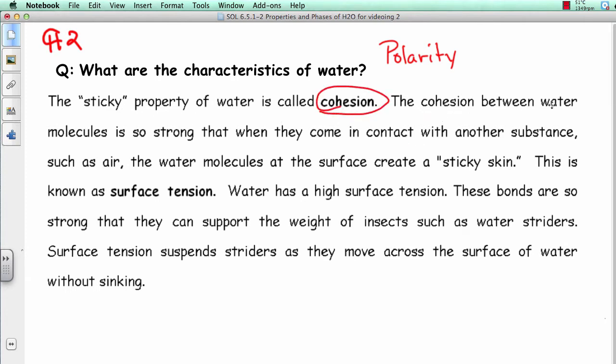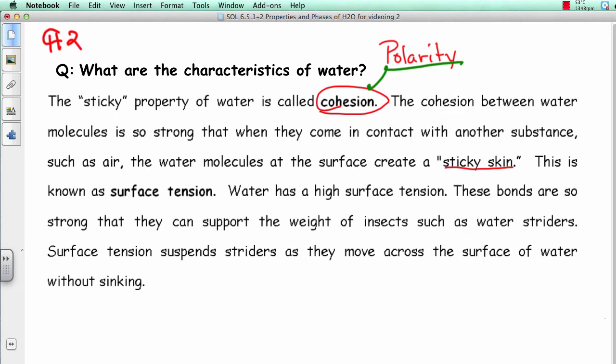The cohesion between water molecules is so strong that when they come in contact with another substance, such as air, the water molecules at the surface create a sticky skin. Think about that for just a minute. And let's just get this marked right now. Cohesion, pretty simply, polarity. Polarity causes cohesion. So cohesion is caused by polarity.